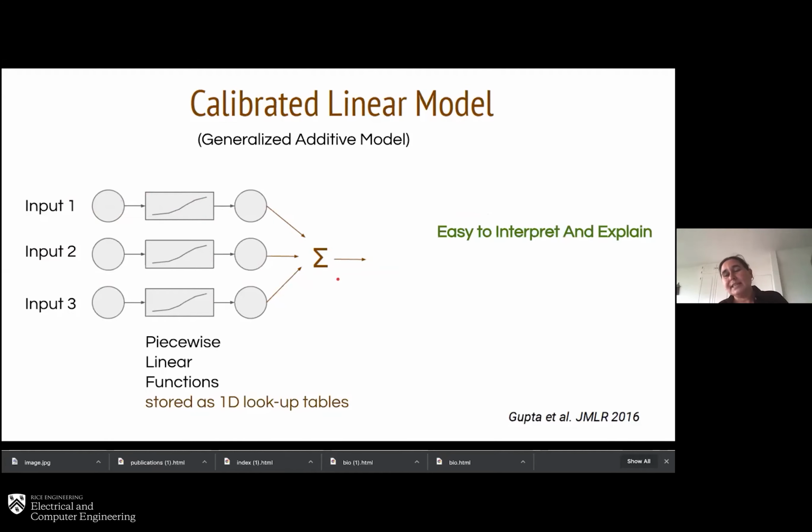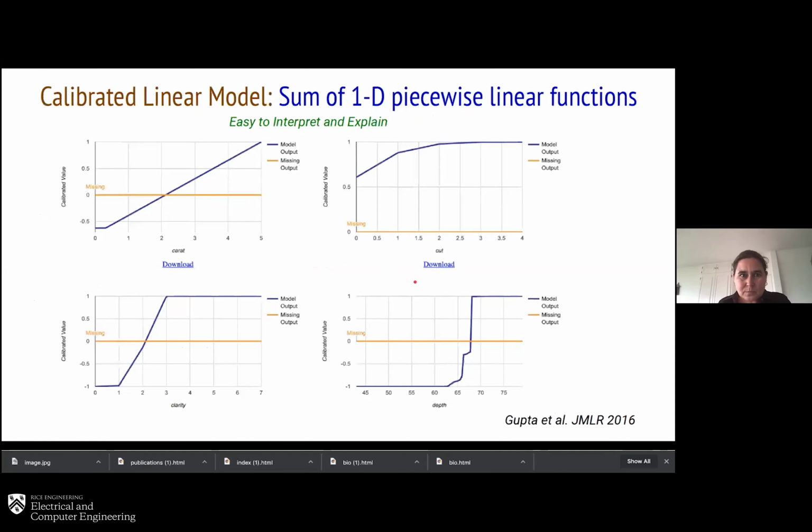These models are very easy to interpret and explain. Rich Caruana from Microsoft has been pushing something a little similar because of its explainability. So in many ways, these are great models. Let's take a look at an example of that. So here I have 4 features. This is from the public Diamonds data set. And this is what the different piecewise linear functions look like.